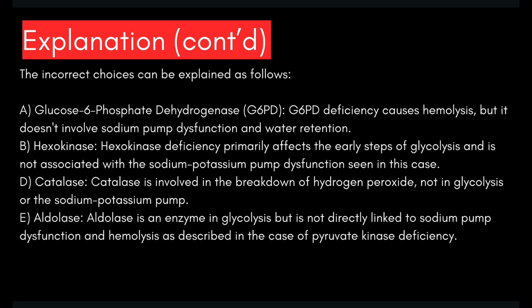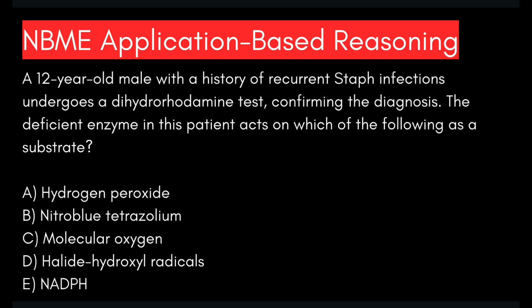Catalase is involved in the breakdown of hydrogen peroxide, not in glycolysis or the sodium-potassium pump. E, aldolase. Aldolase is an enzyme in glycolysis but is not directly linked to sodium pump dysfunction and hemolysis as described in the case of pyruvate kinase deficiency. So, the only one that made sense here is pyruvate kinase. So, let's move on to the next question.